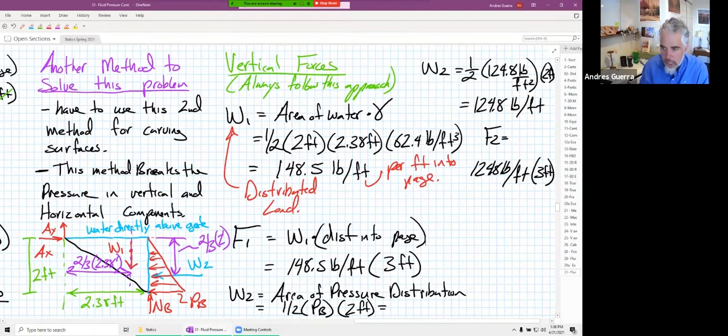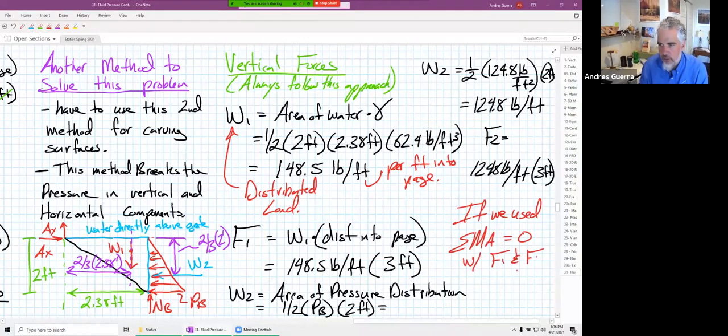So we're not going to finish this problem, but if we used the sum of the moments about A equal to 0 with F1 and F2, we would find that NB is equal to 507.4 pounds again. We would find exactly the same thing. So those two methods give us the exact same thing.